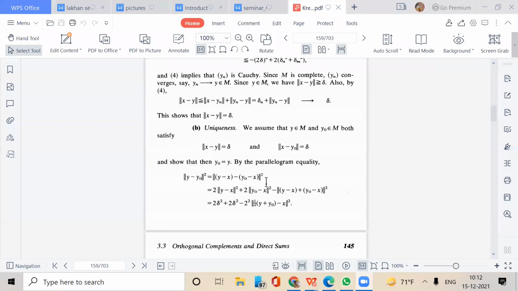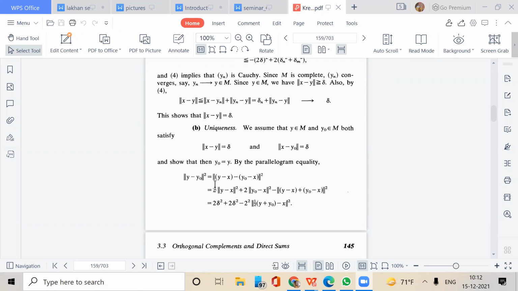By the parallelogram equality, we have norm of y minus y naught whole square. Consider norm of y minus y naught whole square. Now norm of y minus y naught square is equal to norm of y minus x minus y naught plus x. Added and subtracted x. There is an adjustment.